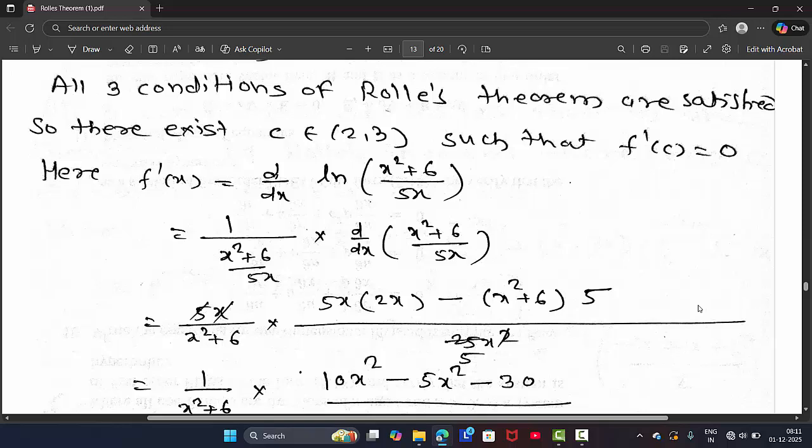So there exists c in 2 3 such that f dash c equal to 0. We shall check this. F dash x equal to derivative of log of x square plus 6 by 5x. Derivative of log of x is 1 by x. Therefore, derivative of this term becomes 1 divided by x square plus 6 divided by 5x into derivative of bracketed term x square plus 6 by 5x. Here we use u by v rule. 5x into derivative of x square plus 6, which is 2x, minus x square plus 6 as it is, derivative of 5x is 5, and v square, that is 5x square, is 25x square.